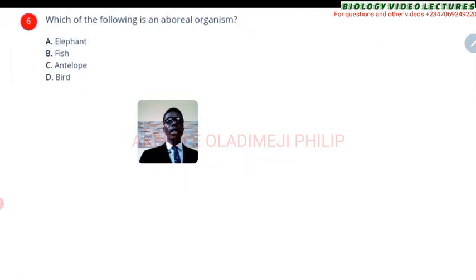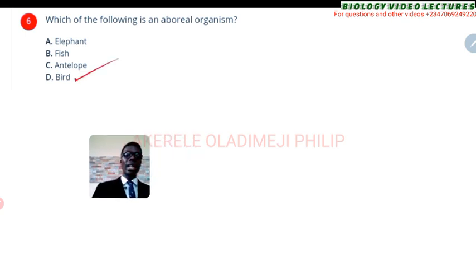Which of the following is an arboreal organism? Arboreal means an organism that lives on trees, basically. So from what we have here, which of these do you think lives on trees? We will say the bird.